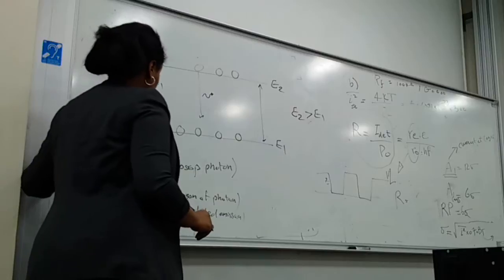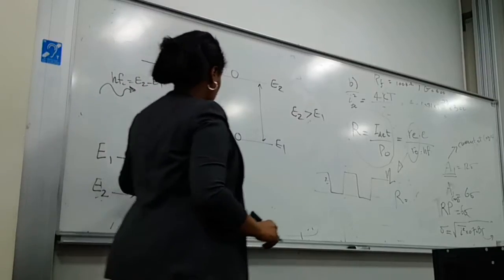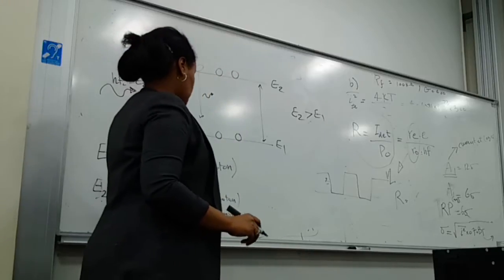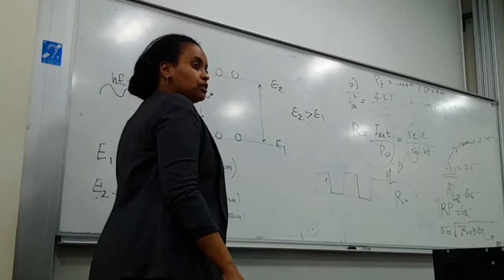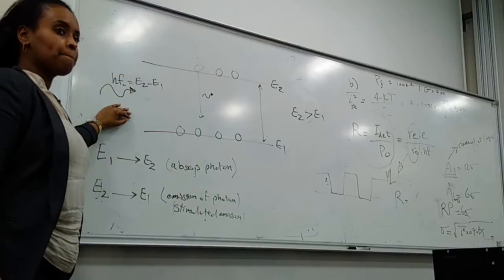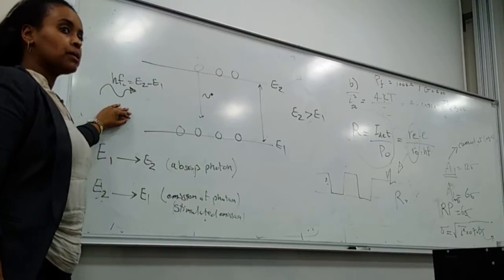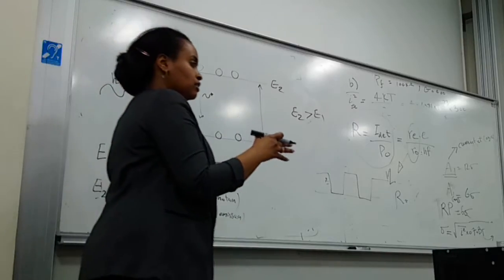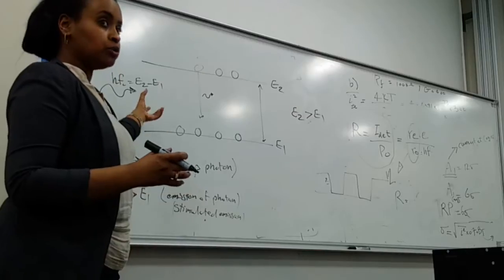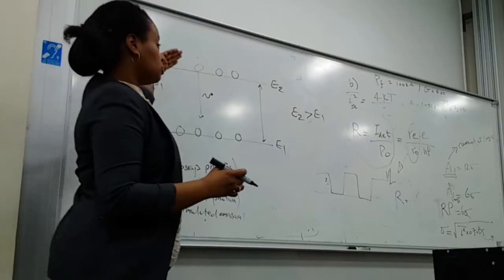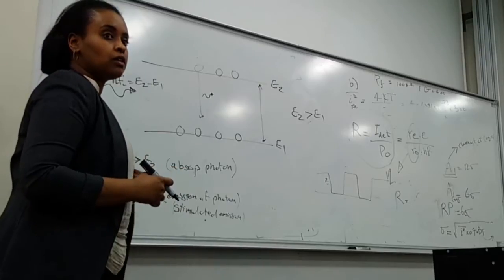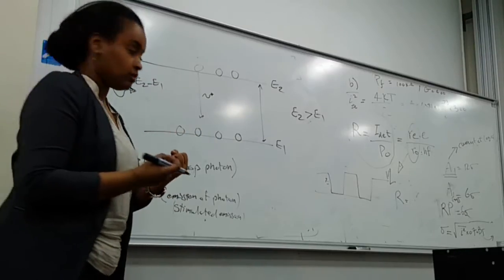Okay, so if absorption dominates over emission, what will happen to the incident electromagnetic field? As the field propagates, atoms at E1 will absorb photons to go to E2. So what will happen to the field? It will be reduced. Yes, attenuated.